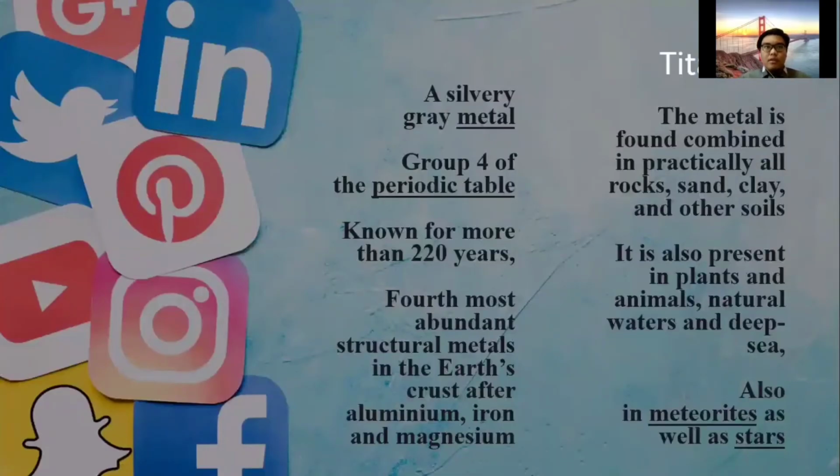So, a little bit of background of titanium. Titanium is a silvery gray metal. In nature, it is found in ore. Humans have known titanium for almost 220 years. It is the fourth most abundant structural metal in the earth's crust after aluminium, iron, and magnesium. So the availability of titanium is never an issue. Titanium is found particularly in all rock, sand, clay, and other soil. It is also present in plants, animals, natural water, and the deep sea. It can also be found in meteorites as well as stars.